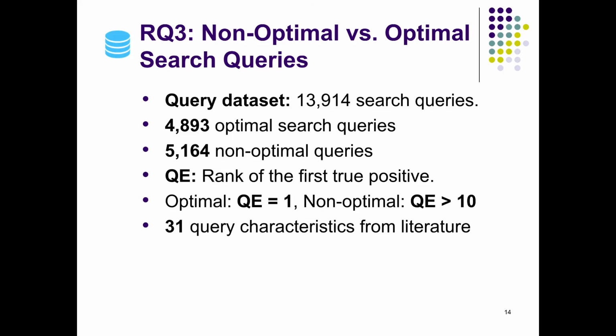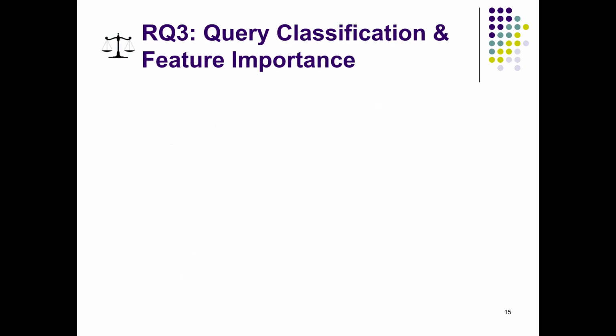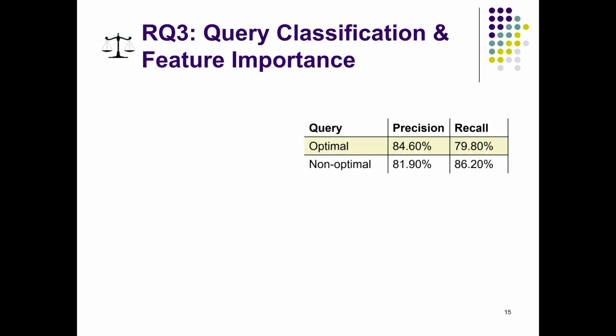from the search queries, from both optimal and non-optimal search queries. And then we tried to differentiate between these queries using machine learning as well as qualitative analysis. And for that, we used random forest for our classification, and this is the performance. So you see, using those 31 characteristics, our random forest algorithm can classify these two different queries quite well. We see the precision and recall are both close to 80%, right?